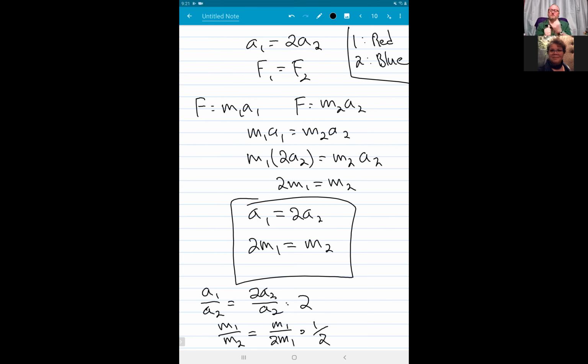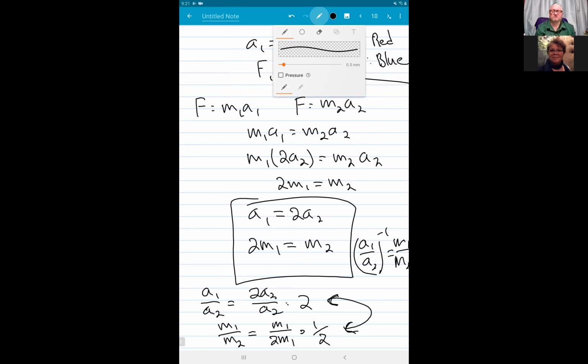So you can see here that with 1 being red and 2 being blue, and it doesn't really matter which one they are, the ratios are actually inverses of each other, right? So it's the power of -1. Whatever A1 to A2 is, the power of -1 of that is whatever M1 over M2 is. Oops, it's running out of room here. They're inverses, though, is what I'm trying to say. But that's how we check.